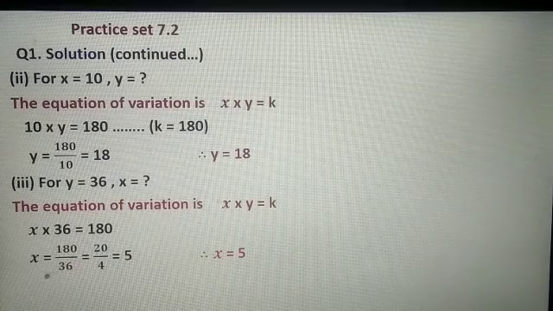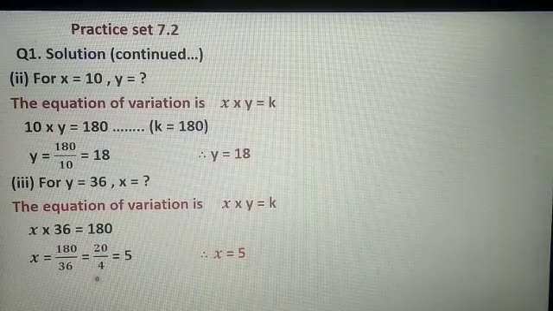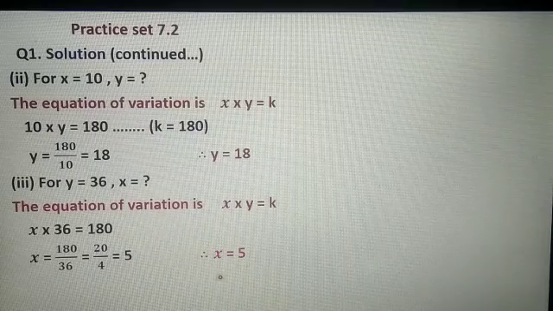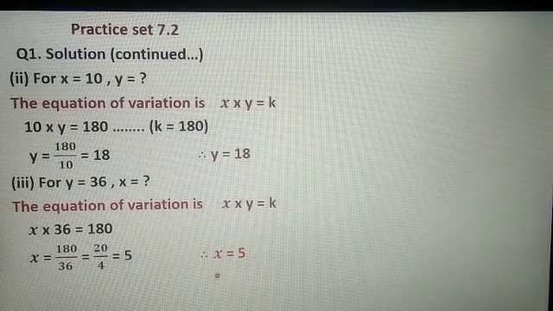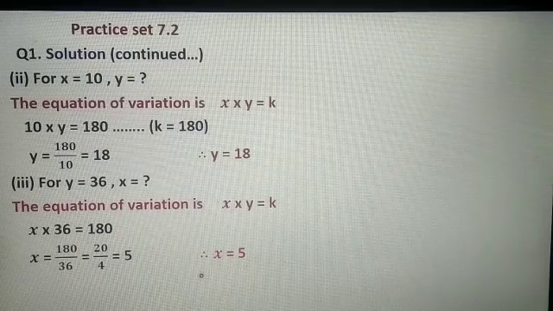You know 9 4s are 36 and 9 2s are 18 and then 0. So 20 upon 4. So dividing 20 by 4 we get 5. Therefore x is equal to 5. In this way we have seen question number 1 of practice set 7.2.